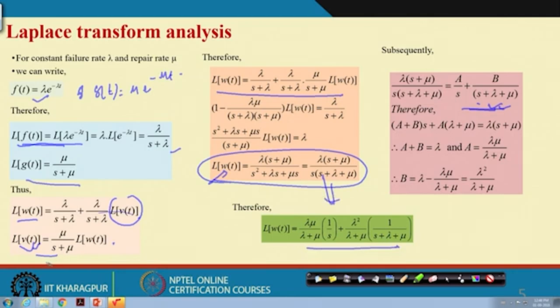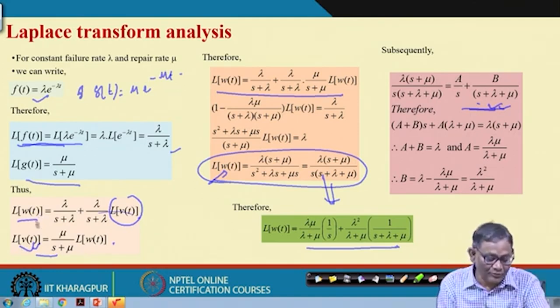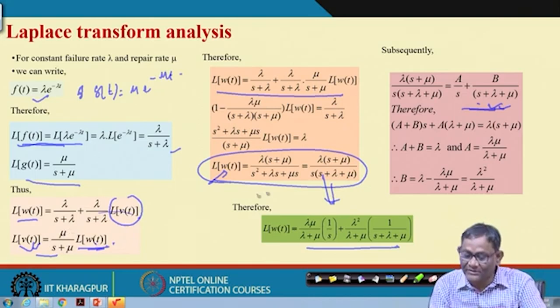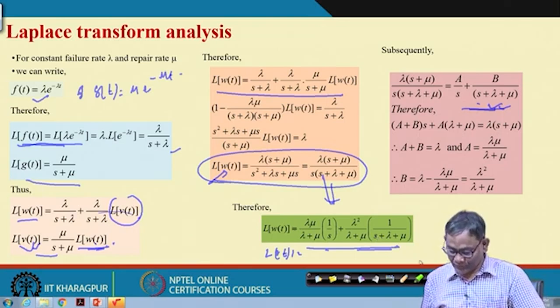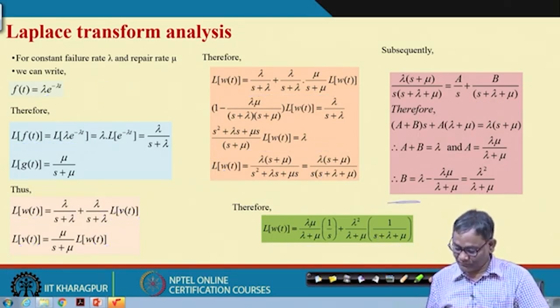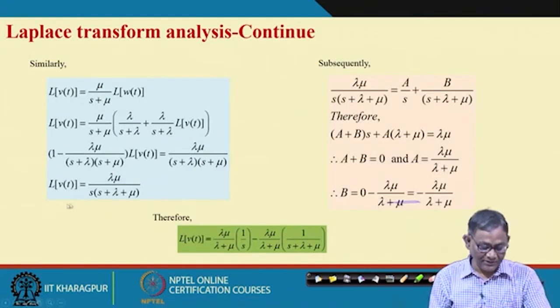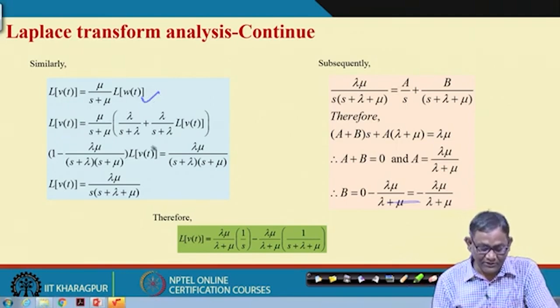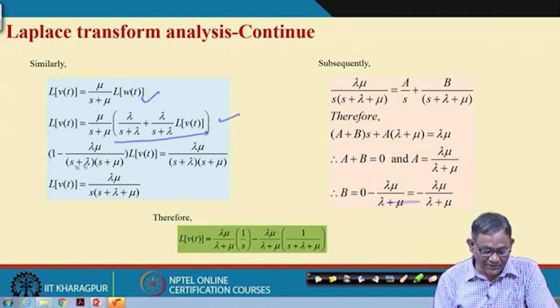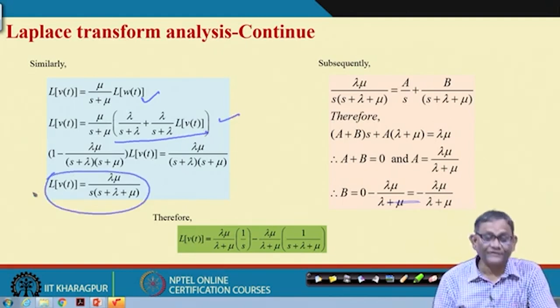Now, if you want to do this for Vt, you can do this because Wt is known, LWt is known. Put this equation here, what will happen? Mu by this into this quantity, and then in the same path you follow, you will find LVt in this kind of form. That is what we have shown to you later. So then for LVt, we put LWt here, then 1 minus this, and finally the LVt equation is this.